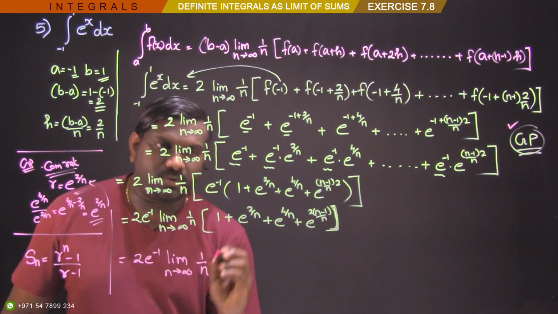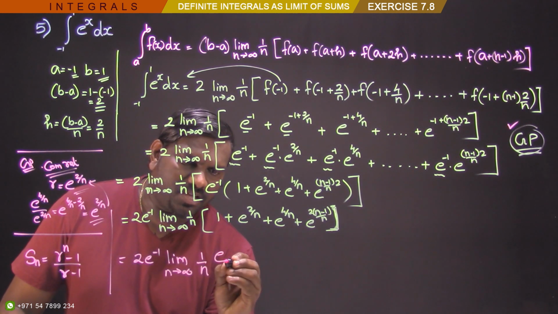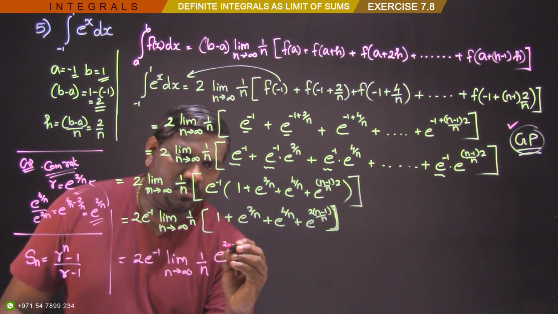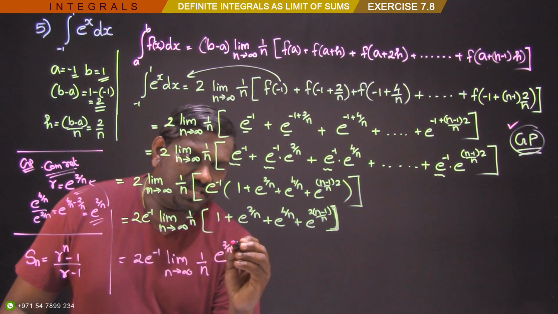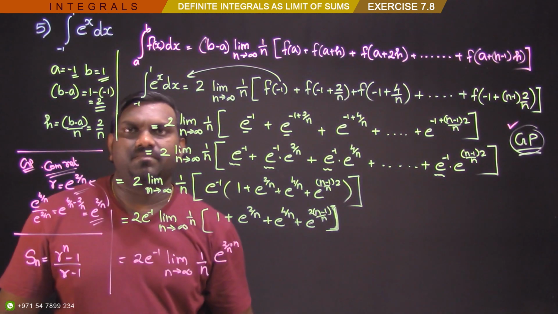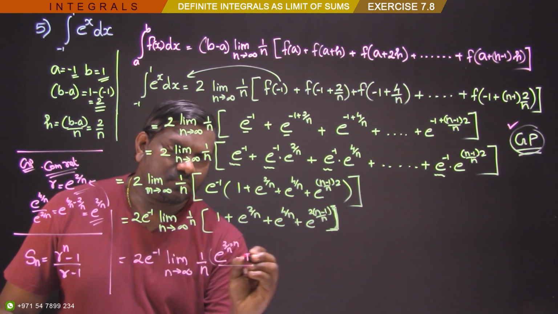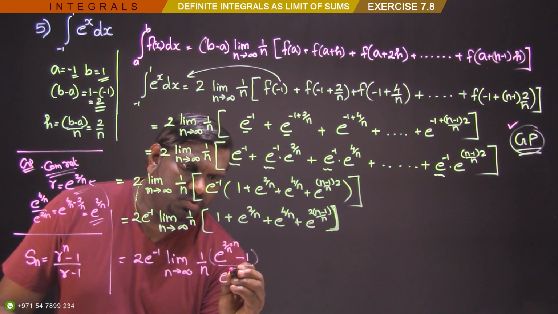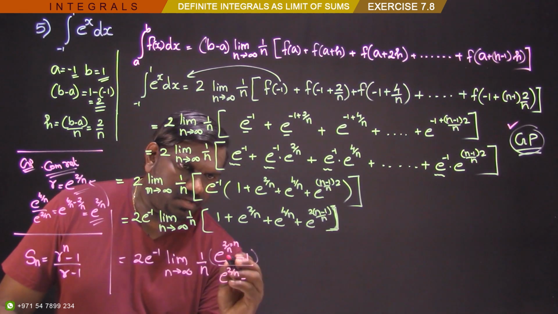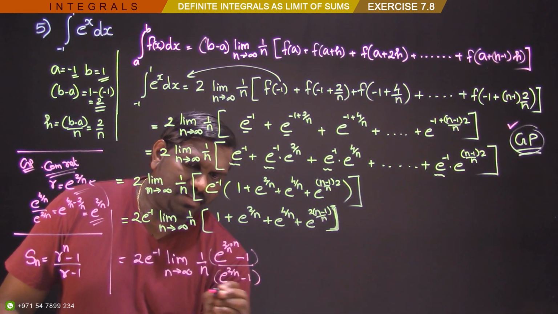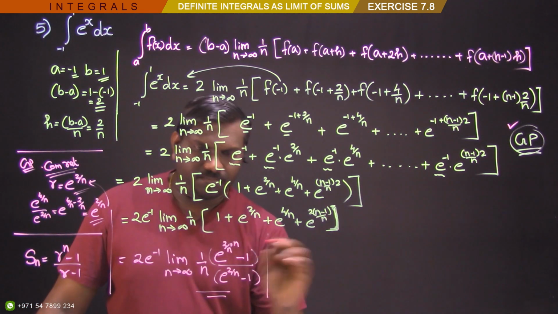Very carefully look into it. e raised to 2 by n, and raised to n, into n, minus 1 by e raised to 2n minus 1. That's it. That is for now. We'll just think over it over here.